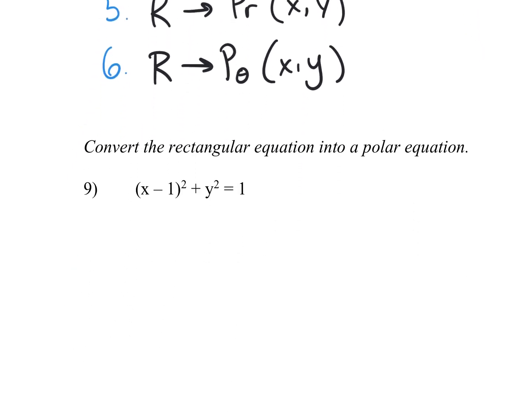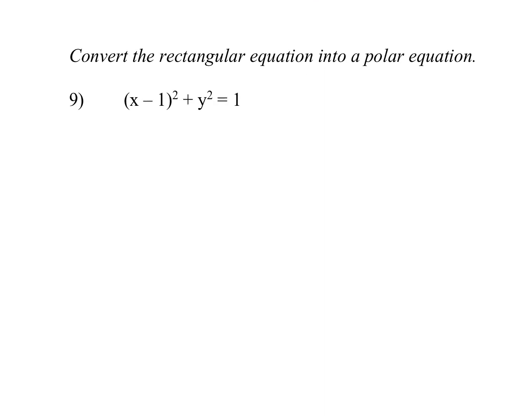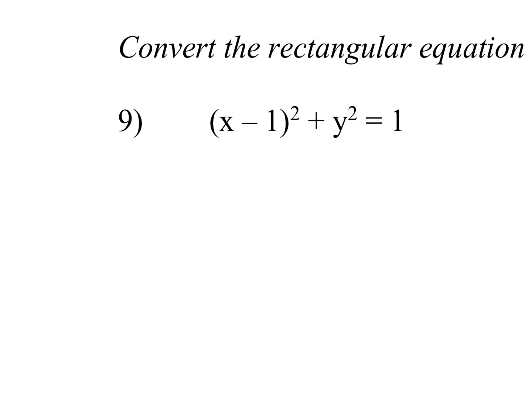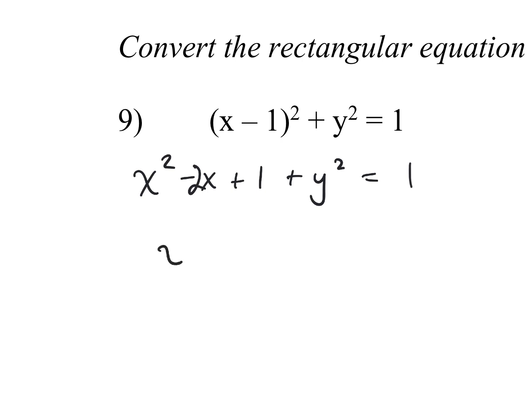We have one more problem to finish up here. On the last page of our notes, we have a rectangular equation. It's an equation of a circle, and we're going to convert it into a polar equation. As I look at this, directly substituting is going to be a little tricky. So before I do that, I'm going to simplify and expand this as best I can. I'm going to expand what I have on the left. Sorry, I missed the 2 there. And now I'm going to simplify. I'm going to rewrite this as x squared plus y squared minus 2x equals 0.